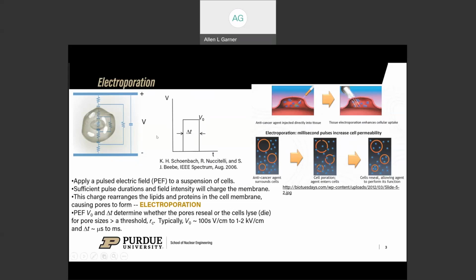So we've talked about this. I worked for Carl Schoenbach at Old Dominion University in the early 2000s, and he posed an interesting question.